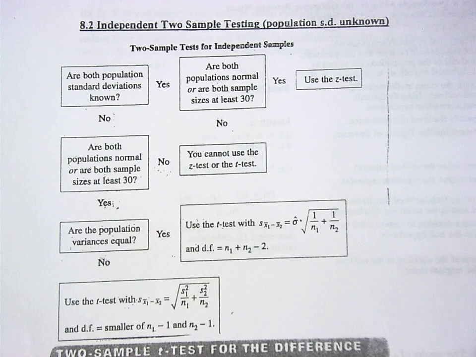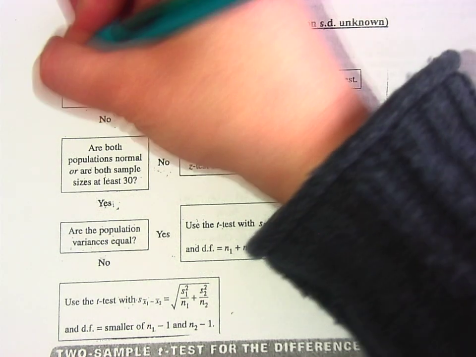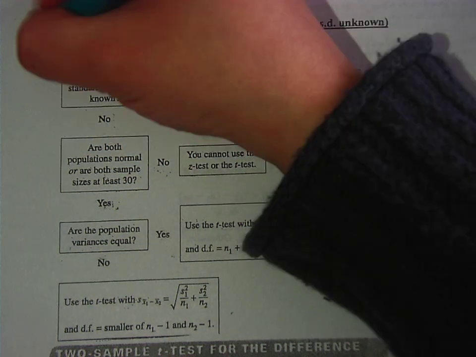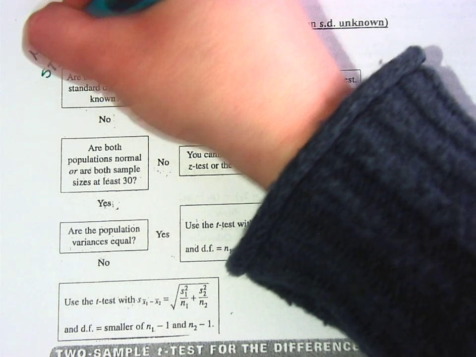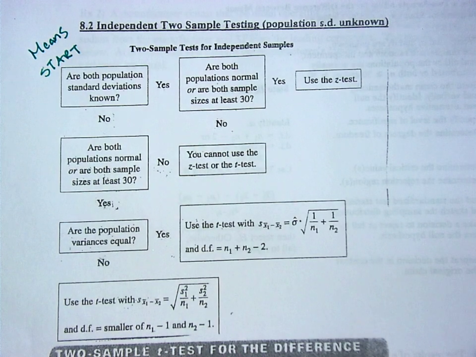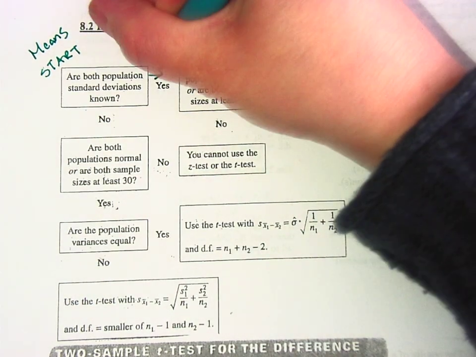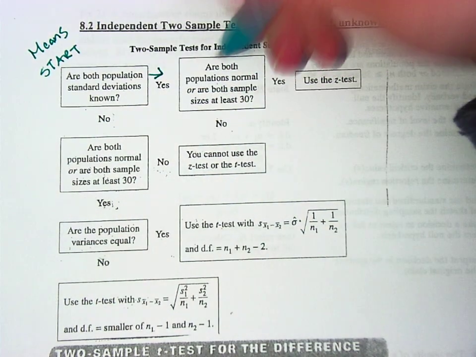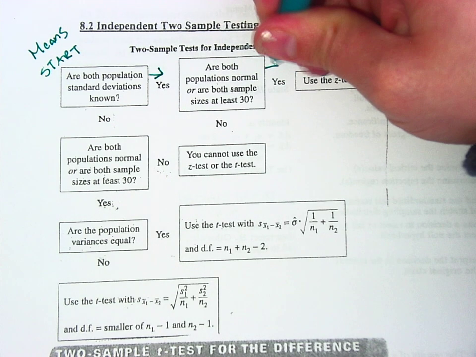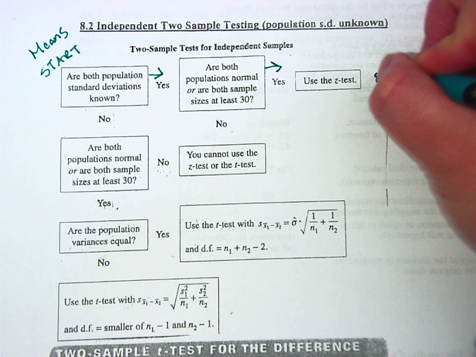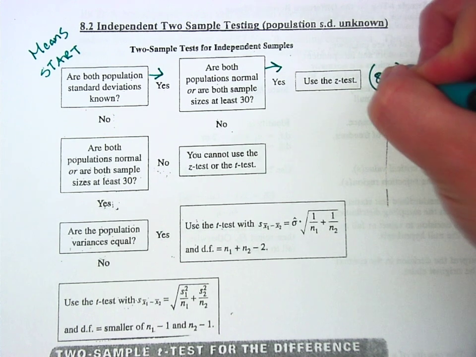So this is a nice flowchart. Here's the starting spot for two-sample hypothesis testing for means. Are both population standard deviations known? Okay, so then you go this way with yes. Are both populations normal, or are the sample sizes both at least 30? That's the Z-test, and this is 8.1. This is what we've already done.